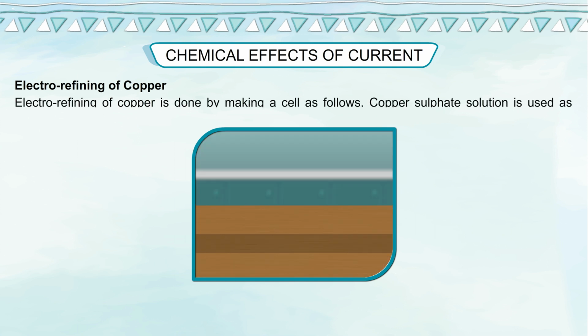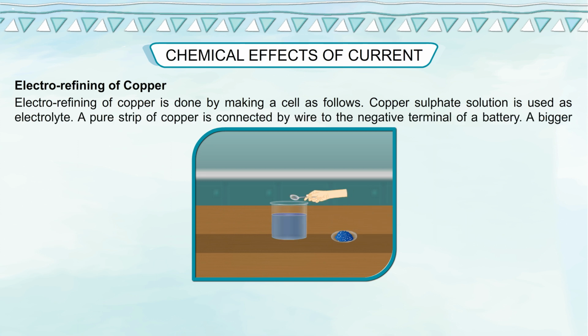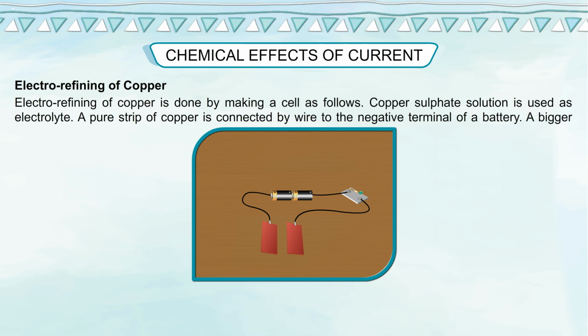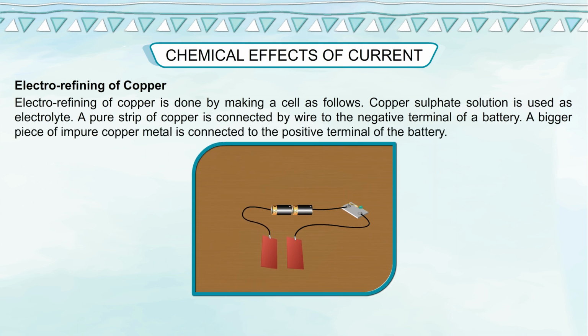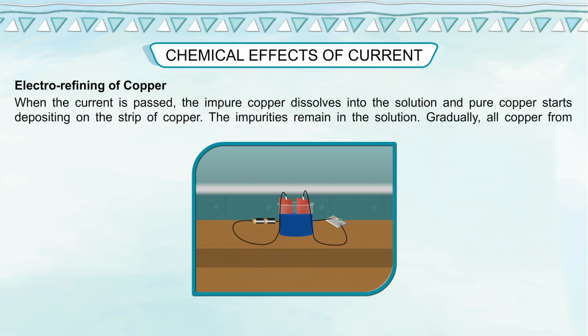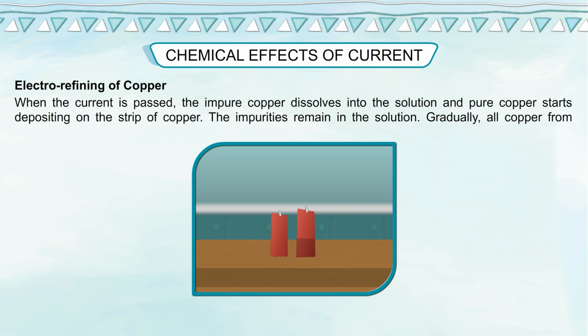Electrorefining of copper. Electrorefining of copper is done by making a cell as follows. Copper sulfate solution is used as electrolyte. A pure strip of copper is connected by wire to the negative terminal of a battery. A bigger piece of impure copper metal is connected to the positive terminal of the battery. When the current is passed, the impure copper dissolves into the solution and pure copper starts depositing on the strip of copper. The impurities remain in the solution. Gradually, all copper from impure copper dissolves and deposits on the pure copper strip.